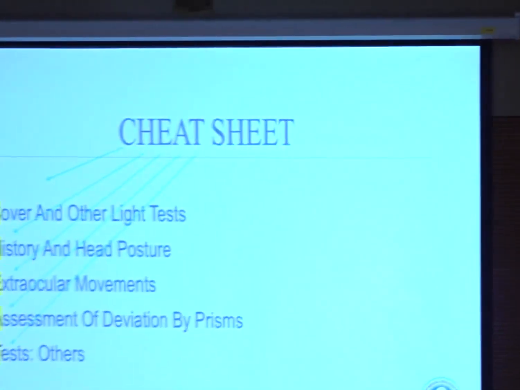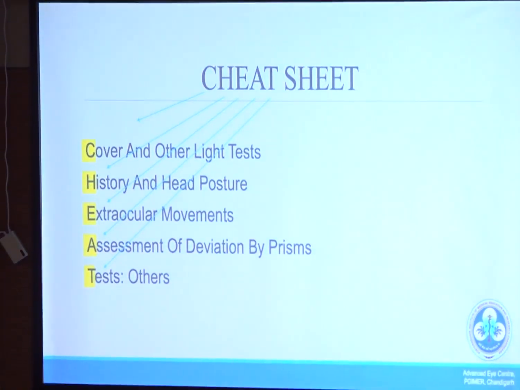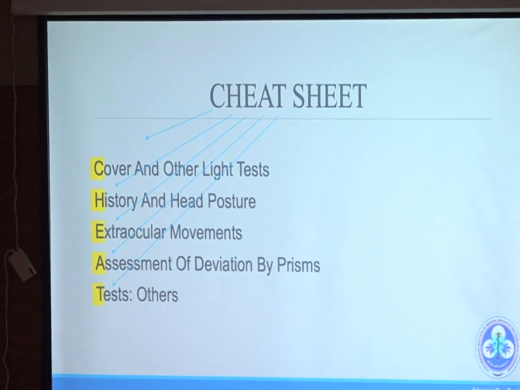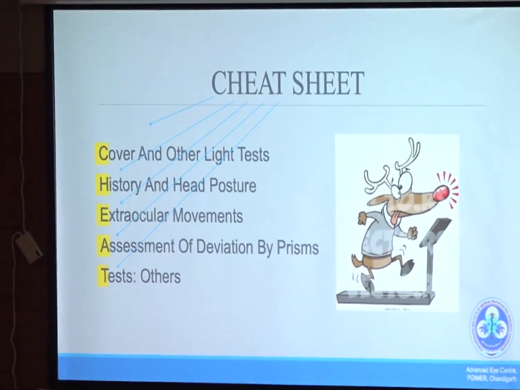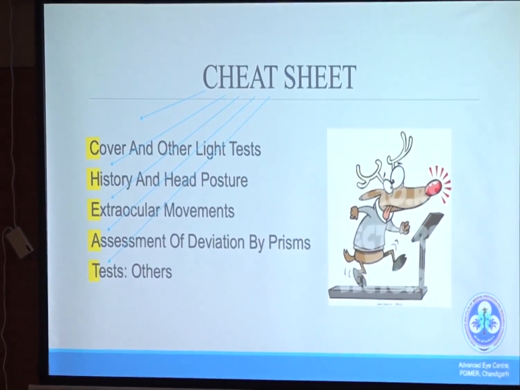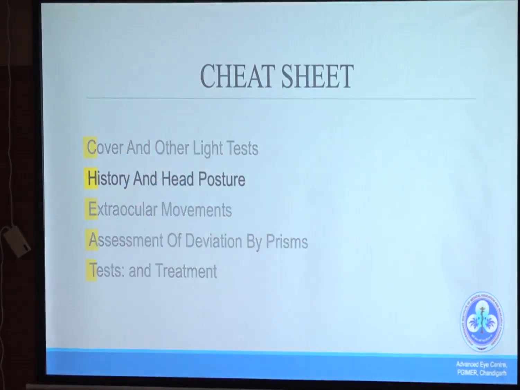Thank you, sir and ma'am, for inviting me here. So we'll just use these 5 words, cheat, and I'll tell you 5 things that you have to do in a patient who's presenting to you with strabismus. I'll just change the order a little bit, and I'll start with history and the head posture. So it's going to be a running talk. I hope you gather something out of it.